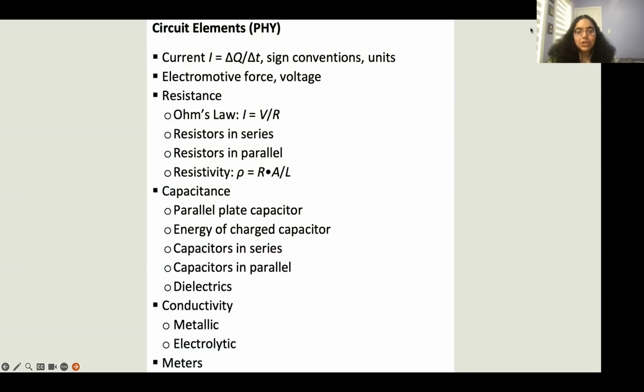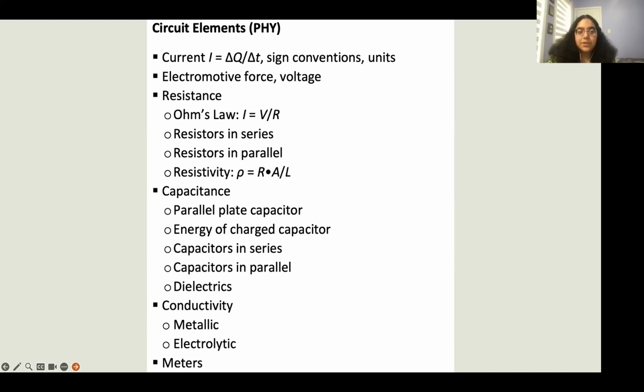Current is just charge over time. So I is the symbol for current, and it's your change in charge over your change in time, measured in amperes. And then you also want to know your EMF, electromotive force, also known as voltage. In terms of resistance, the most important one is Ohm's law, which usually is written as V equals IR, but also here it's written I is V over R.